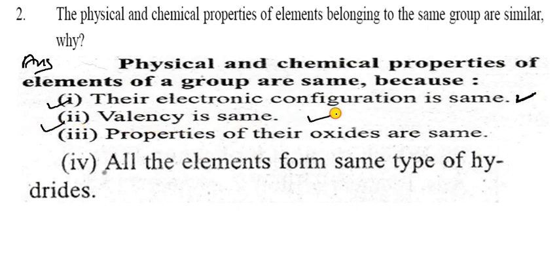Second number, the valency is also the same. Third number, the properties of their oxides are the same. And fourth, all the elements from the same group form the same type of hydrides. So that is the reason the properties of elements in a group are similar. So let us see the next question.